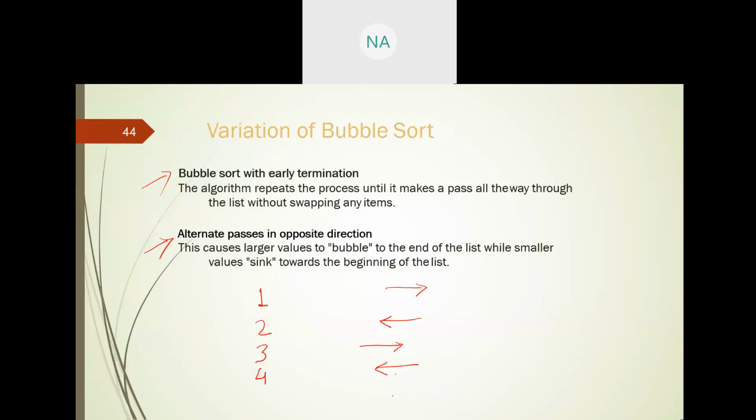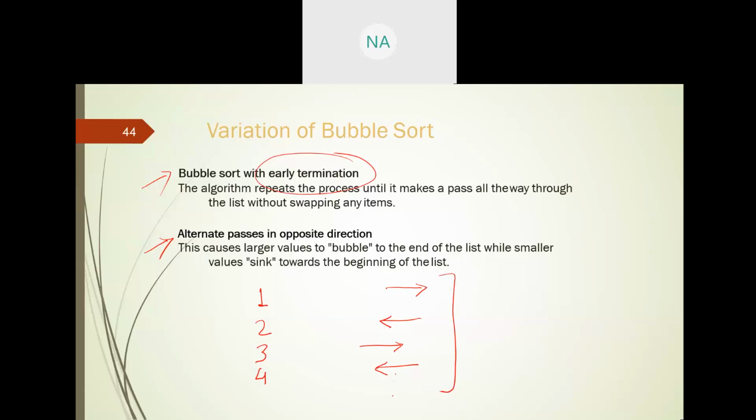This continues until the n minus 1 pass, or if you are also using the early termination method, it will continue until your array is sorted. This also reduces the number of comparisons. In fact, this may reduce the number of comparisons. It is not guaranteed and again depends on the actual data, but for most data the number of comparisons will reduce if you use the alternate passes in opposite direction variation. So these are two variations of the bubble sort which reduce the number of comparisons, but they do not improve the order of complexity.